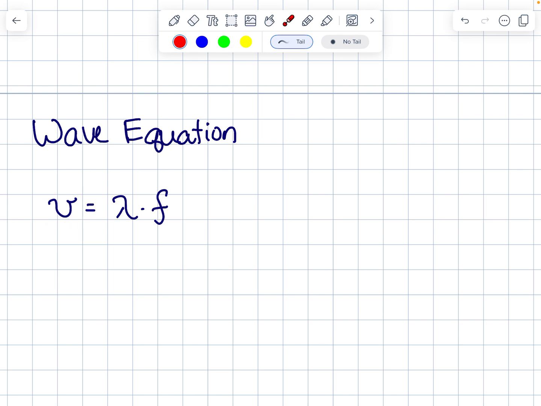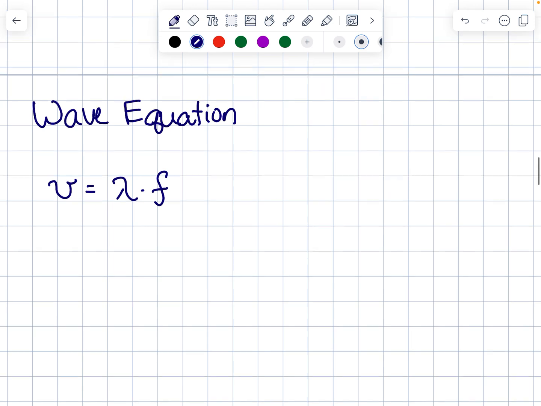The two velocities you need to know are the velocity of light, which is 3.0 times 10 to the 8th, and that's in your toolbox, and the velocity of sound, which is 341 meters per second. Okay? So there's an inverse relationship between the wavelength and the frequency, and that's given by the wave equation.